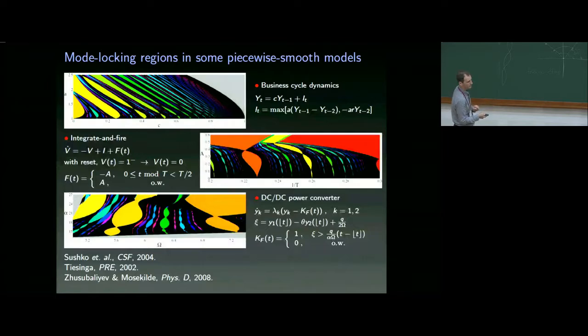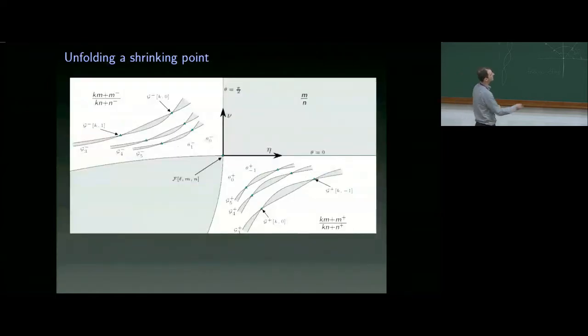Okay. So here's where I want to get to. I'm going to do a local analysis about an arbitrary shrinking point. So I'll choose some nice coordinates so that the shrinking point's at the origin. One axis is aligned with one boundary, another axis is aligned with another boundary. And I want to be able to say something about the nearby mode locking regions.